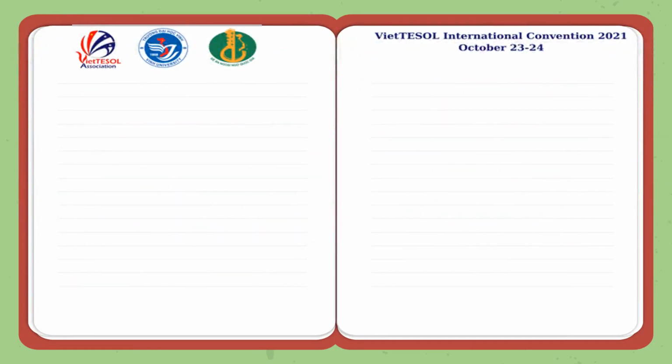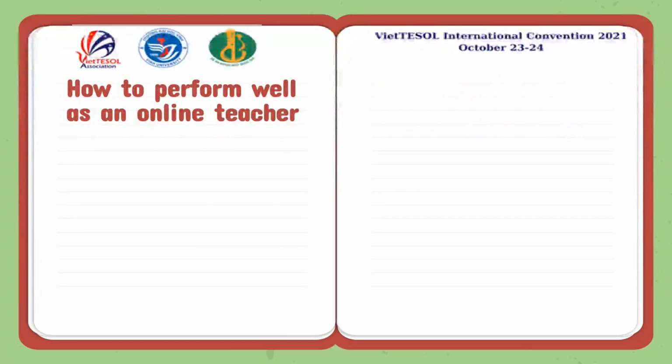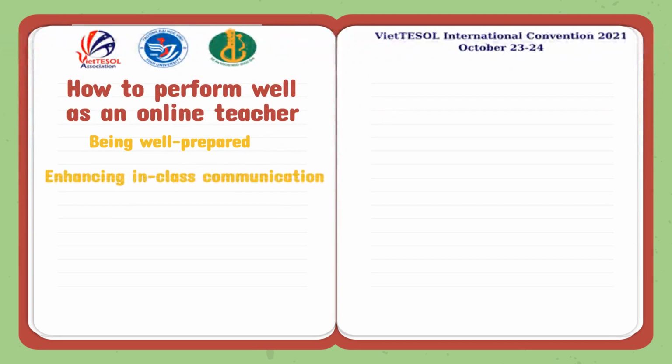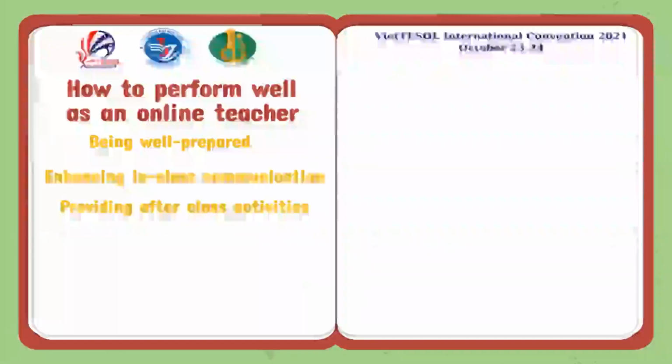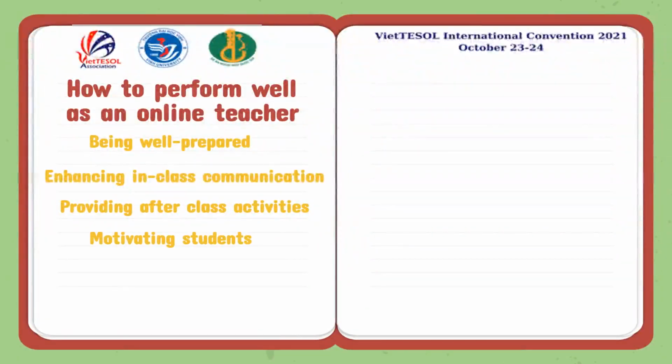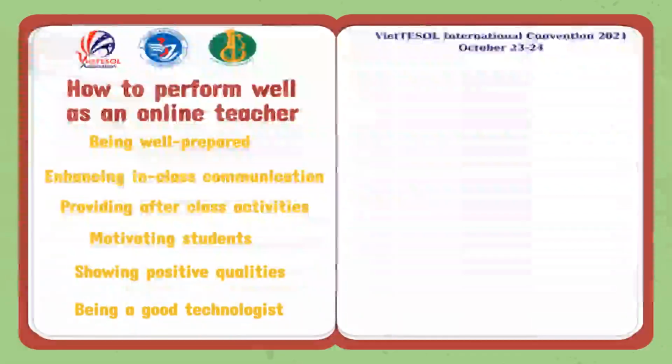The last part of findings comes to teachers' responses to the question how to perform well as an online teacher. From their responses, I can find some main terms. First one, being well prepared. Second one, enhancing in-class communication. Next one, providing after-class activities. Number 4, motivating students. Number 5, showing positive qualities. And the last one, being a good technologist.